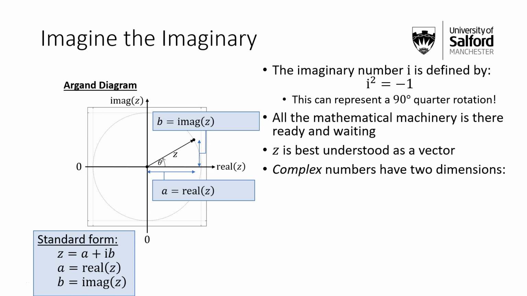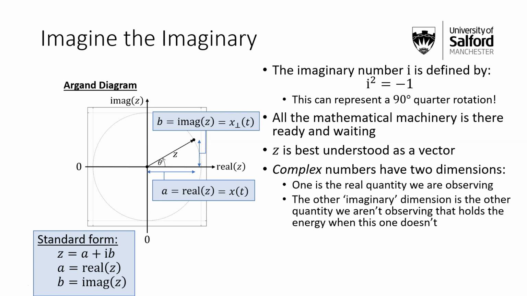So when I say they're like a vector, that's what I mean. They've actually got 2 numbers hidden inside them. One of them is the real quantity we're observing, so that might be x(t), related to this point on the real axis. And the other imaginary dimension is going to represent this other quantity we aren't observing that holds the energy that this one doesn't. That's really useful. It's got both these things in one, so you've got 2 waves for the price of one. Moreover, we're going to see that the mathematics of complex numbers lets you relate those in a really convenient way.